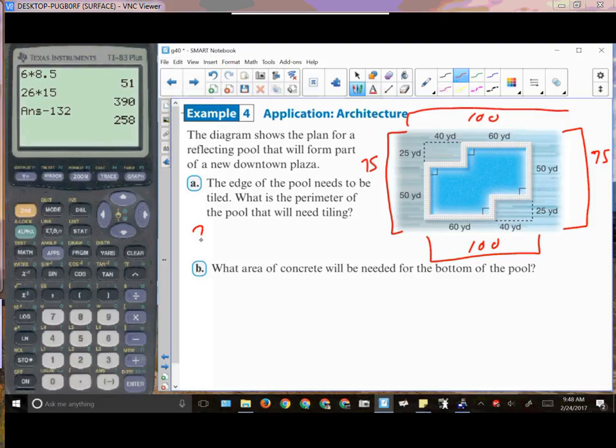So really, we just got 75 plus 75 plus 100 plus 100. So we end up with a grand total of 350. If I learn how to spell, this helps. 350 yards. Okay, that's it. That's easy enough, isn't it?